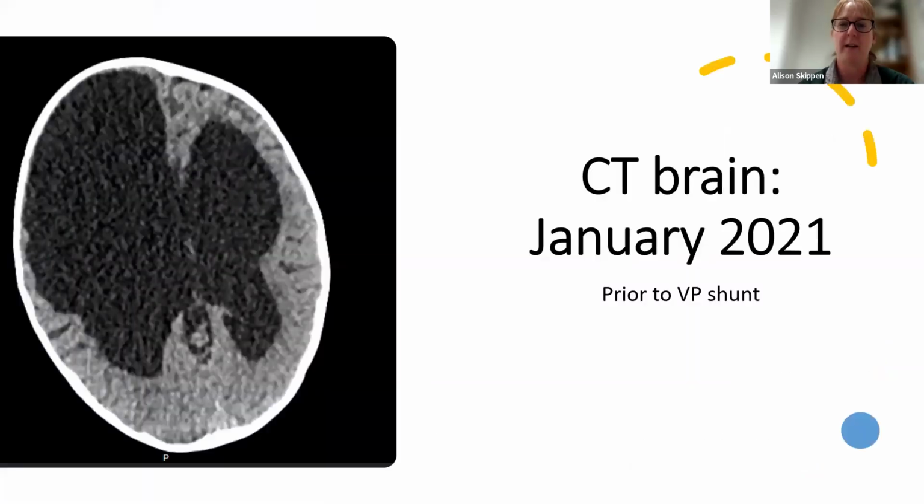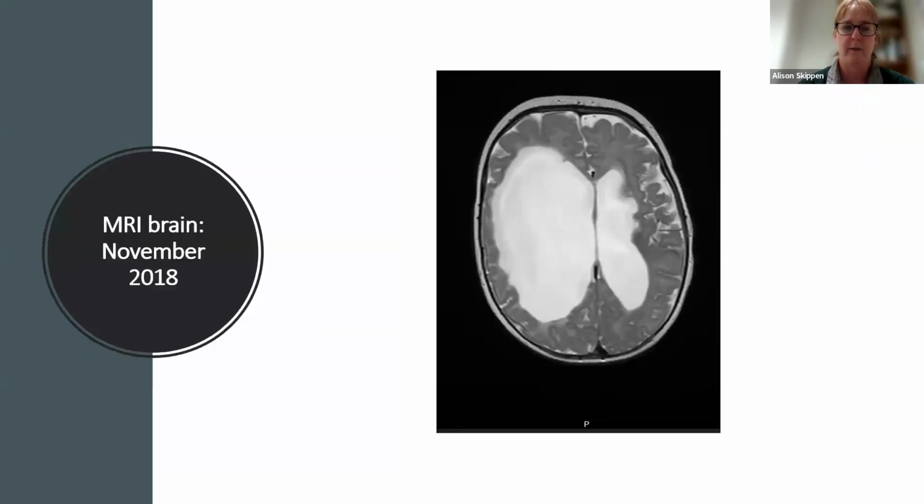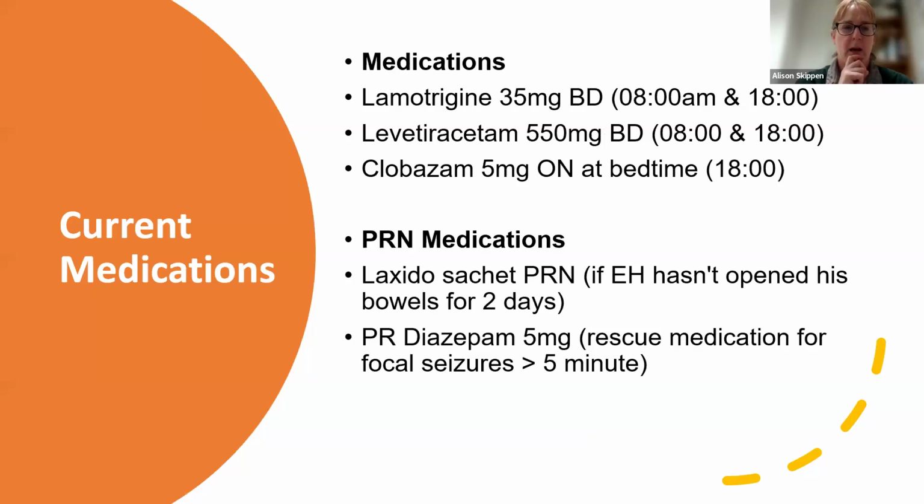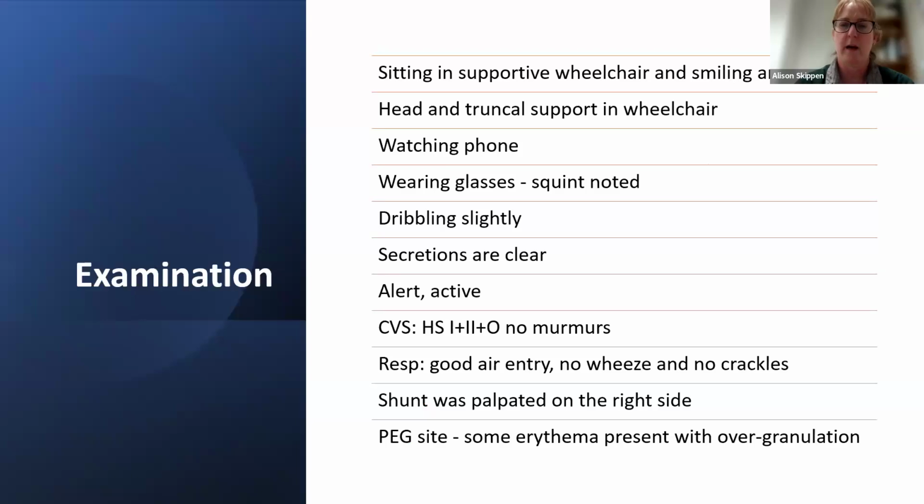So I put this case in just to show the really significant ventriculomegaly and the CSF. You can see this CT was in January 2021, prior to his VP shunt going, so it had got worse from when he was first diagnosed in November 2018. Current medication: he's on 3 anti-seizure medications, lamotrigine, Keppra and clobazam, and medications for constipation, and rescue seizure medication, which was diazepam.